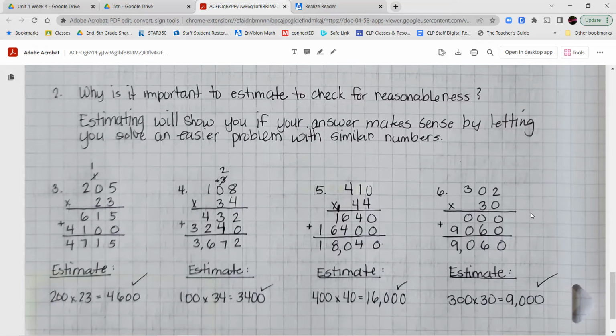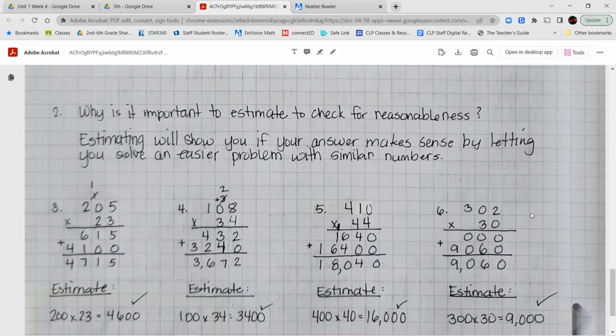Please make sure as you're working through this lesson that you show all of your work. Show me what numbers you used and you estimated to check for reasonableness. If you have any questions, let me know.